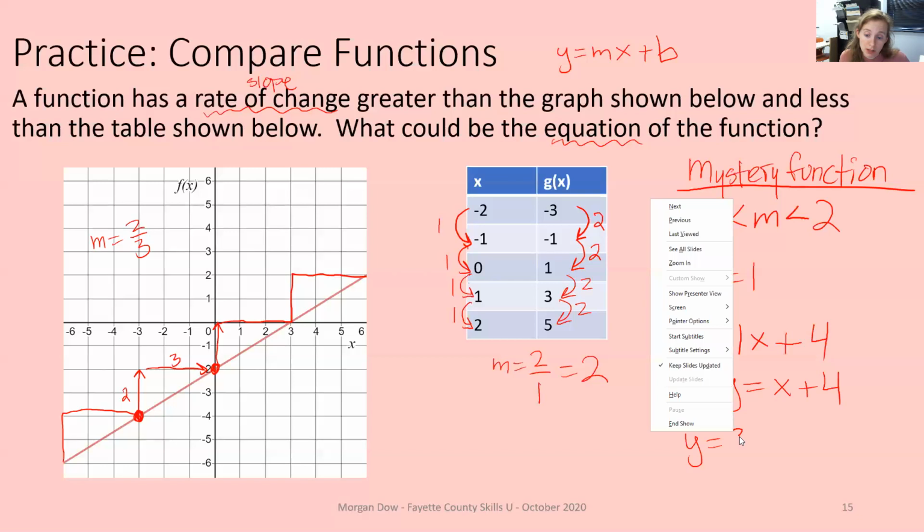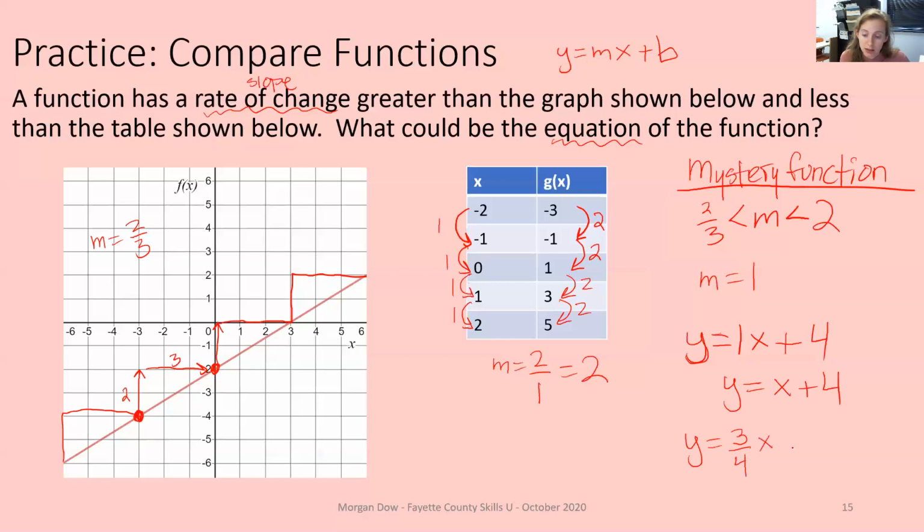3/4. 3/4 is bigger than 2/3. So 3/4 x minus 5. That would work. We could do 1.9. Right, that's still less than 2. 1.9x minus 2/5. That would be fine too, right?